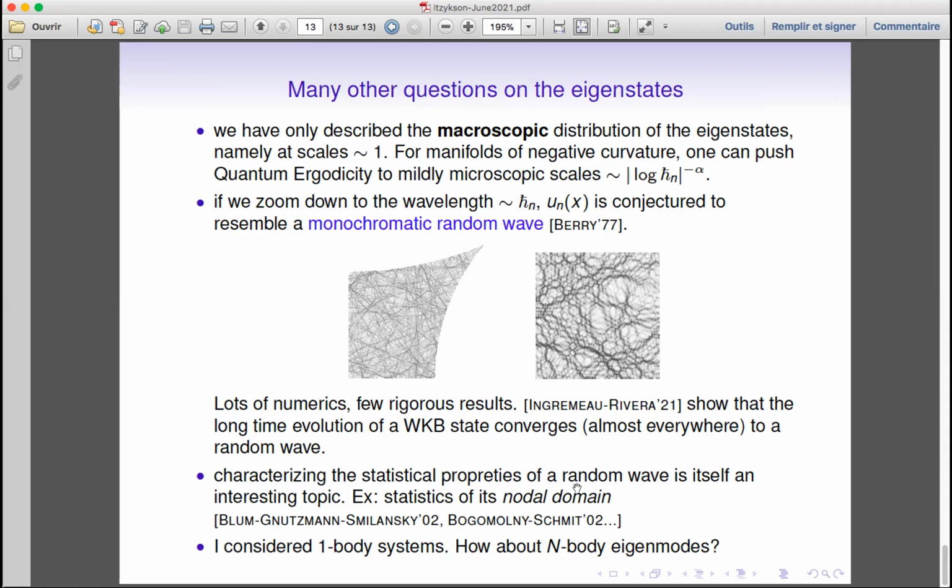Okay, and I want to mention also a large activity which was along these ideas. If you now take for granted this model of the monochromatic random wave, people have looked at statistical properties, including the nodal set.